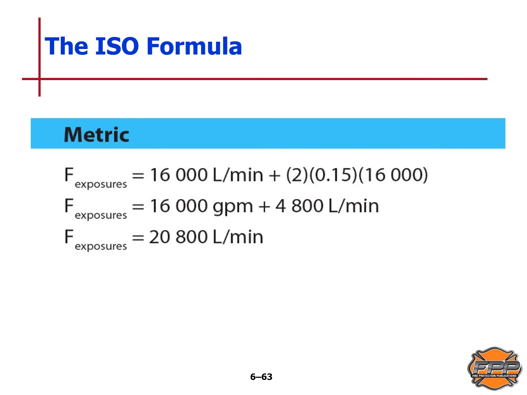So for metric, for exposures you have 16,000. If you recall, you can do this exercise in metric as well. 4,000 gallons is 16,000 liters per minute. But the principle is the same. So if you take 16,000 liters per minute plus 2 exposures times 15% times 16,000 liters per minute, and you work out the math, your total is 20,800 liters per minute, adjusted to include the 2 exposures.